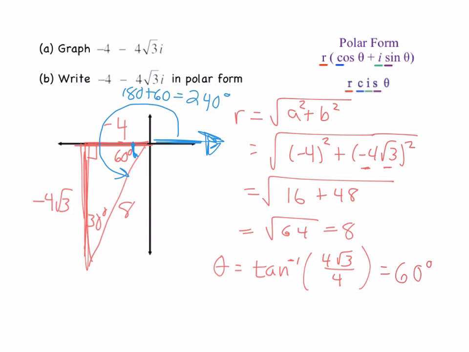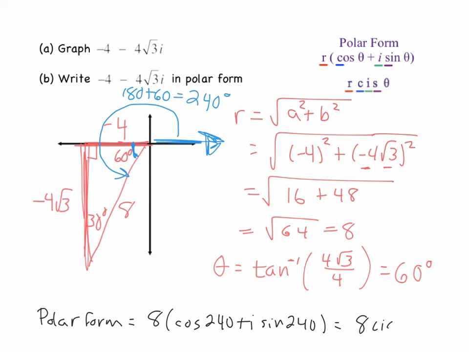So the two ways you could write your answer would be our r, which is 8, times the cosine of 240 plus i times the sine of 240. Or if you wanted to go the more abbreviated route, you would just write 8 kiss 240. And truly either of those is acceptable. The second one's definitely a little shorter to write. Some people actually like sticking with the first form because then they always remember what everything stands for.